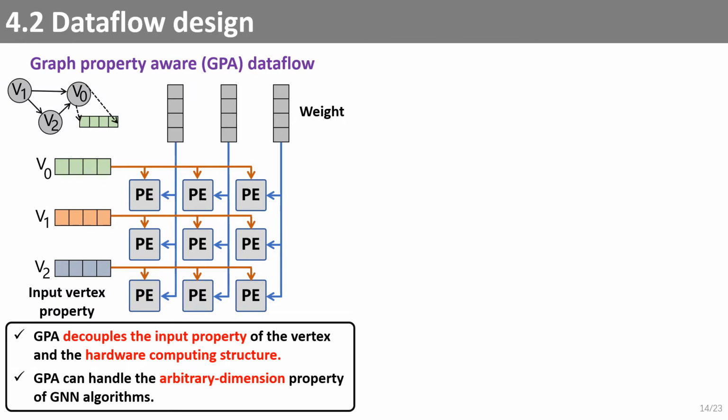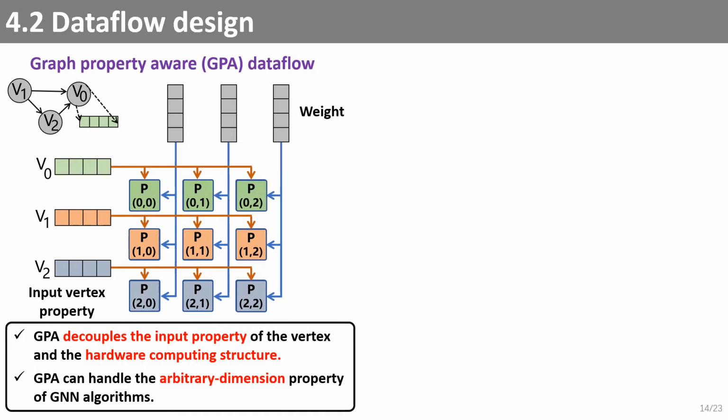The feature extraction stage maps the high dimension property of vertex to the low dimension by using the weight matrix, and this stage is simply matrix multiplication operation. In order to support the arbitrary dimension property of GNN algorithm, we propose the graph property-aware data flow to decouple the input property of the vertex and the hardware computing structure.